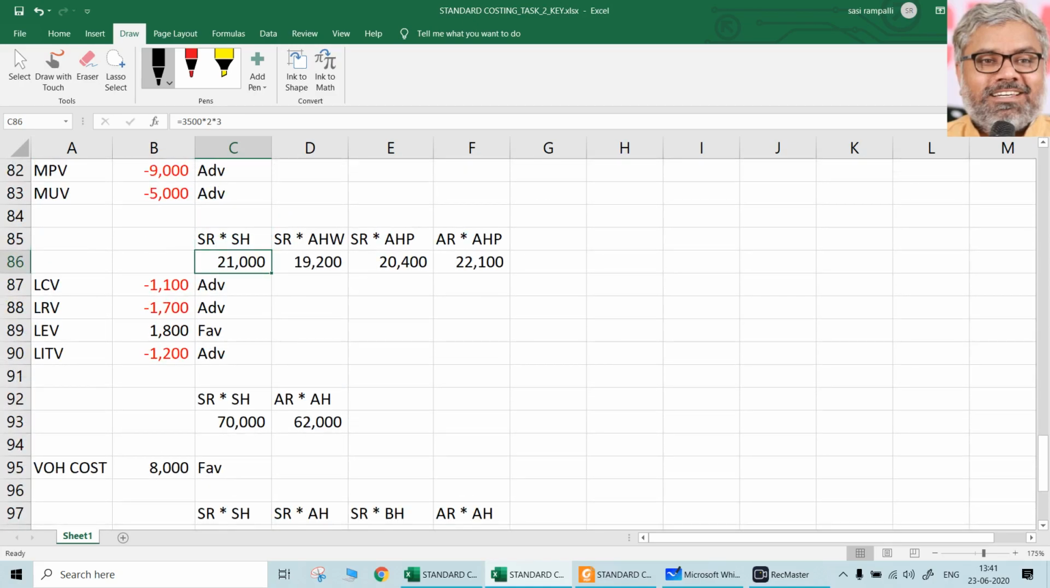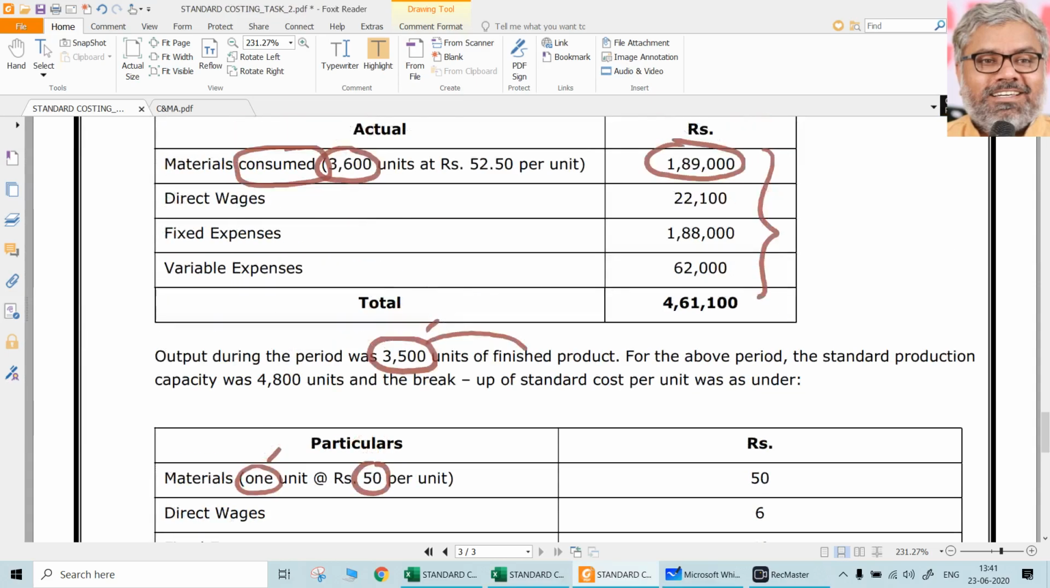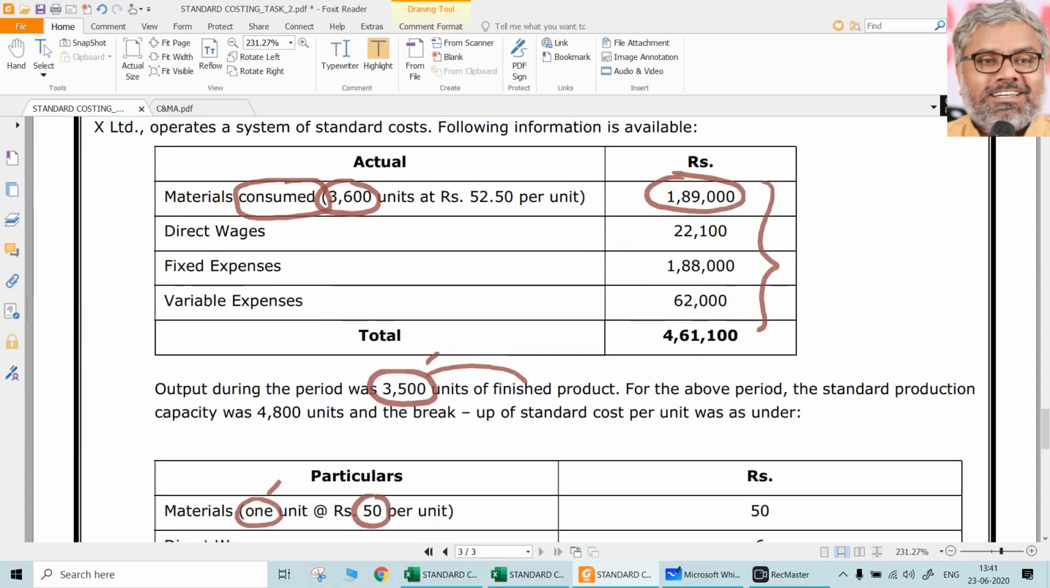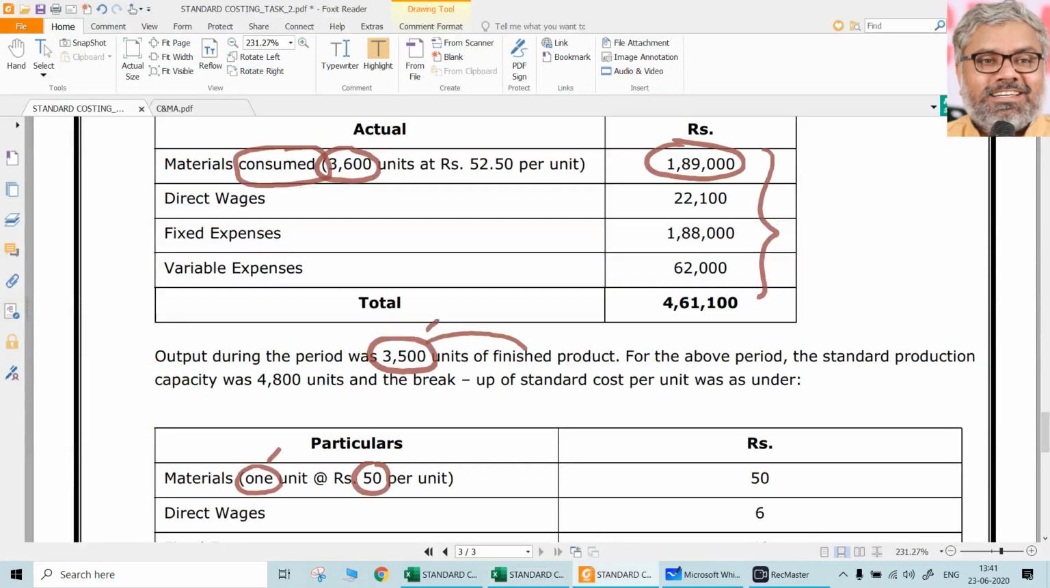Same way for labor variances. So labor variances, here idle time is also asked, so that has to be also kept in mind very carefully. So we have to have SRSH, SR into actual hours worked, that is different. SR into actual hours paid, that is different. AR into actual hours paid, that is really what the labor cost is all about. So how much is the actual labor cost? That is really paid, that is known, that is 22,100.